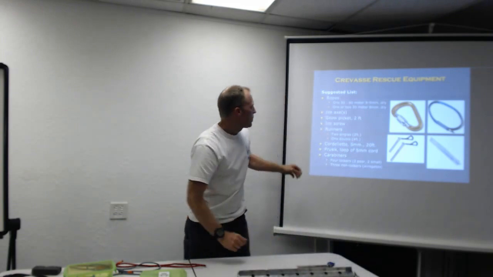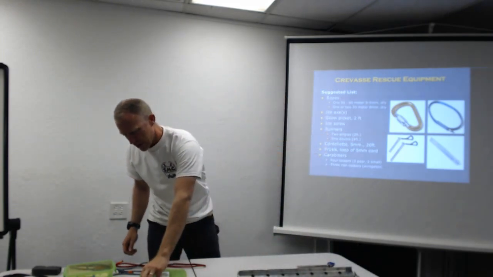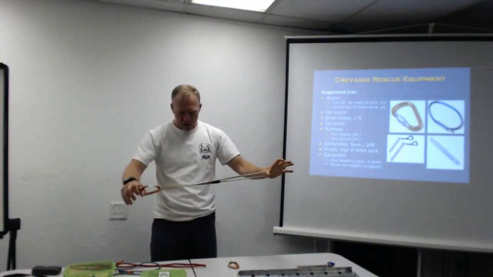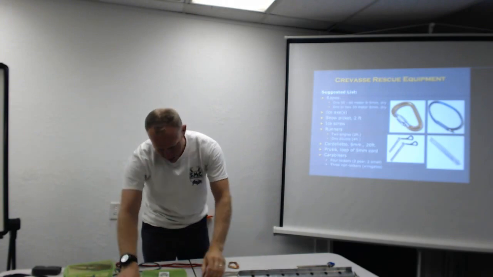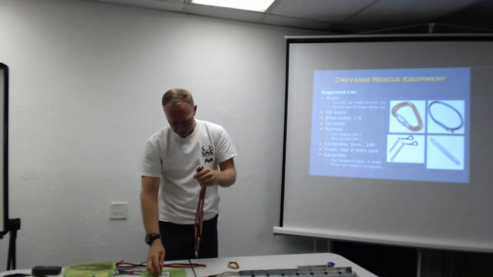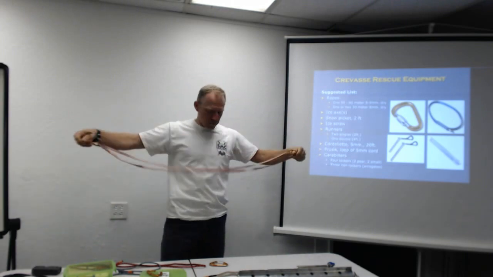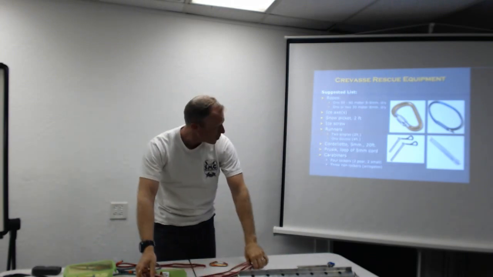Runners, which are these sewn flat items. This is a single. It's about 2 feet. And this one is a double. It's 4 feet. Okay. All right. So one of each, or a few of those.